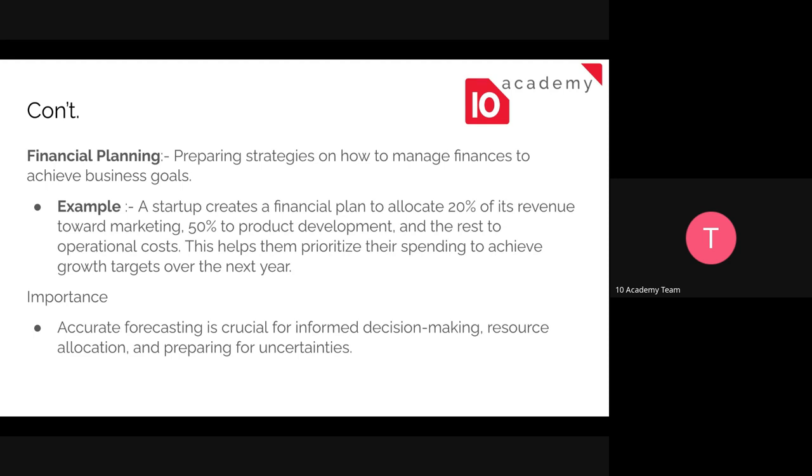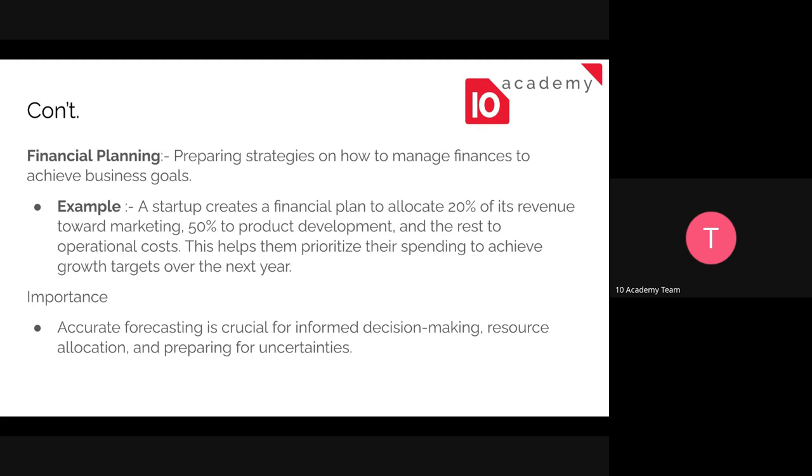About financial planning, it's preparing strategies on how to manage finances so that a company can achieve its business goals or objectives. For example, let's assume that a startup creates a financial plan to allocate 20% of its revenue towards marketing, 50% to product development, and the rest to operational costs. We will define what revenue means literally later. Having a financial plan will help them prioritize their spending to achieve their targeted business goals or the growth that they are planning to have within the next times.